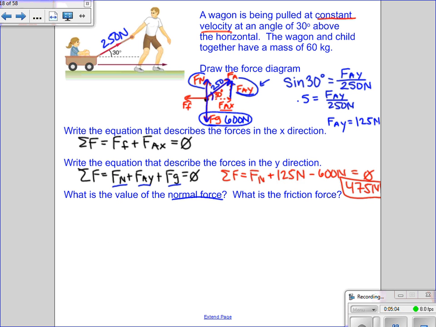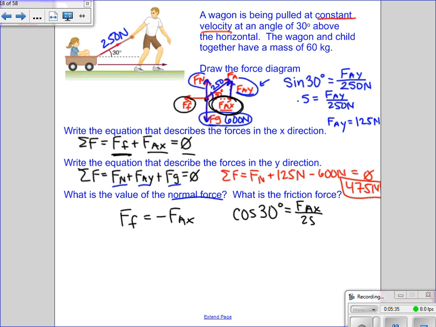Alright, now let's go ahead and look at the friction force. Friction force is right here in my equations. If force friction plus force applied x equals 0, that's really saying force friction is just the opposite of force applied x. So if I can figure out what force applied x is, I can then know what force friction is. Notice that force applied x is adjacent to the 30 degrees. So cosine of 30 degrees equals adjacent, which is force applied x, over hypotenuse, which is 250 newtons.